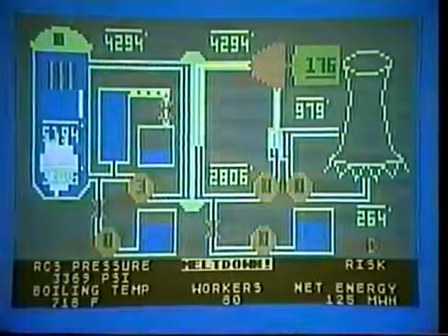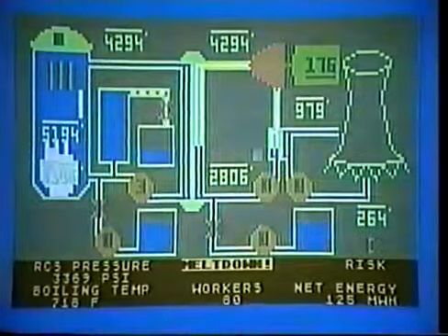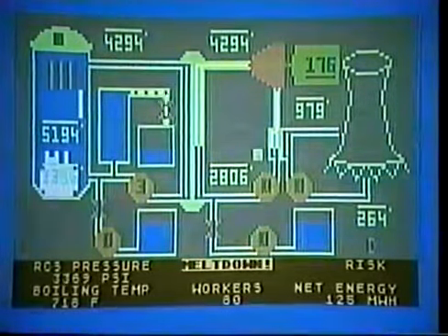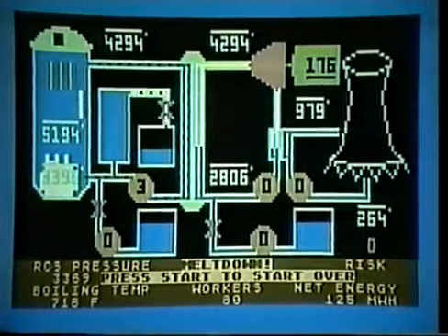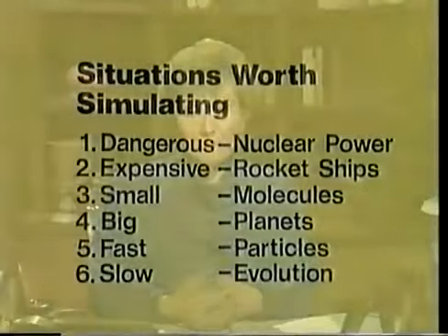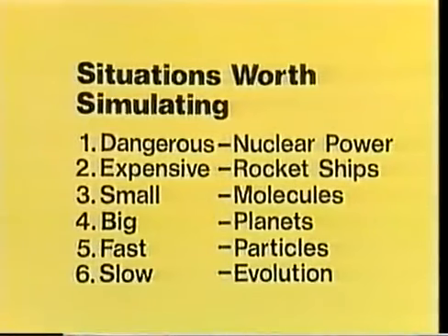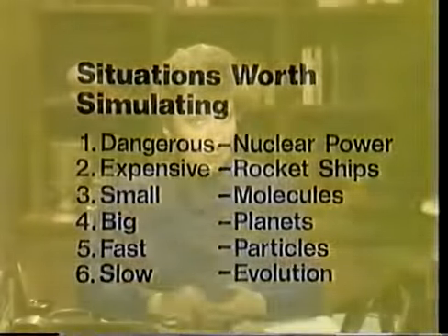Oh, no! I goofed. Meltdown. Wow. Well, I can see it's safer to practice on a simulation than the real thing. That's one of the main reasons for using simulations, to experience things that are very difficult to experience in reality, either because they could be too dangerous, too expensive, too small, too big, too fast, or too slow. And all of these have, in fact, been simulated on the computer.